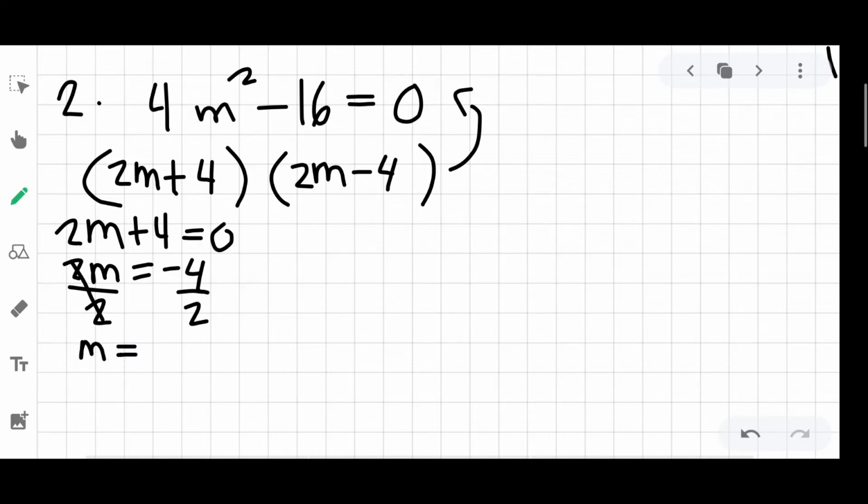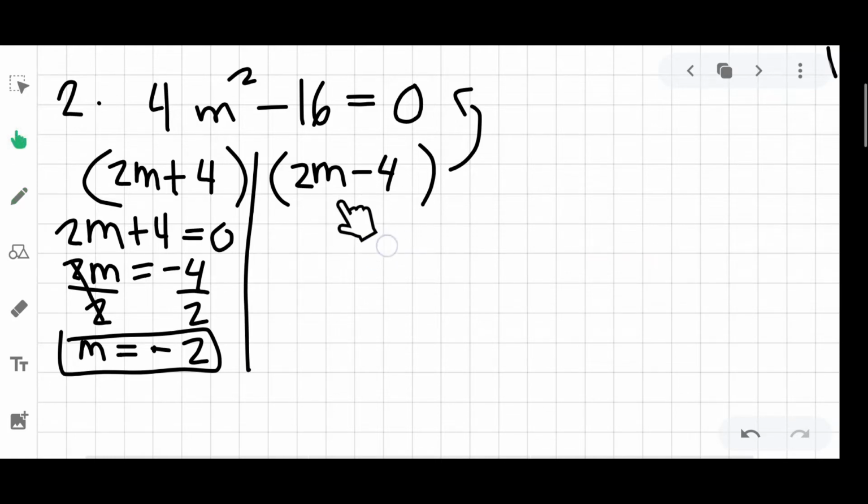Equals negative 4 divide 2. The answer is negative 2. And this is our first solution. Hanapin naman natin yung pangalawang solution. Gagamitin natin yung pangalawang factor na nakuha natin.